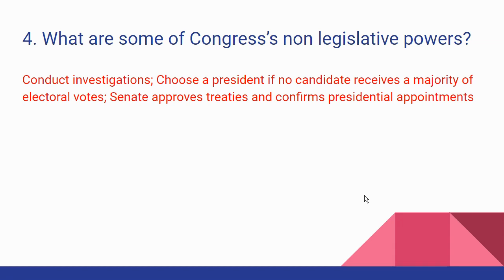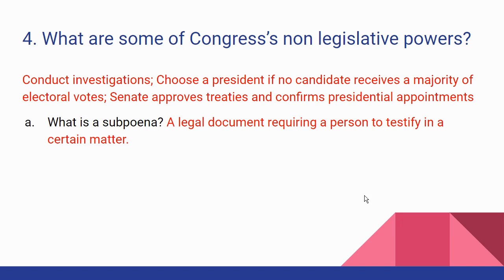That's non-legislative. The Senate also approves, or ratifies, treaties that the president makes with other countries, and they confirm presidential appointments such as Supreme Court justices, other judges, ambassadors, members of their cabinet, and other officials.